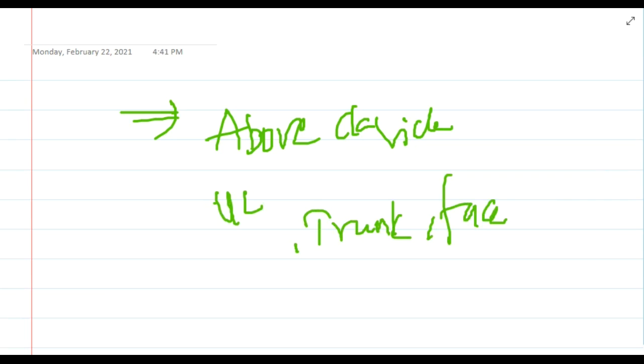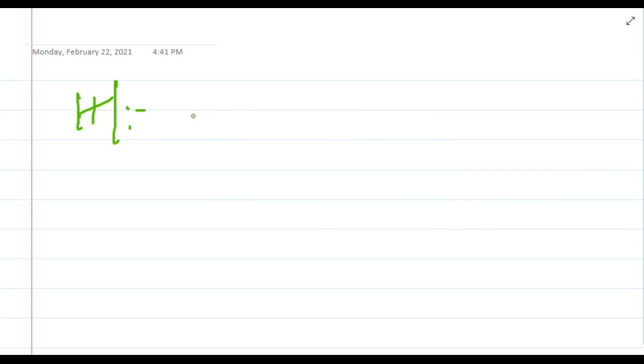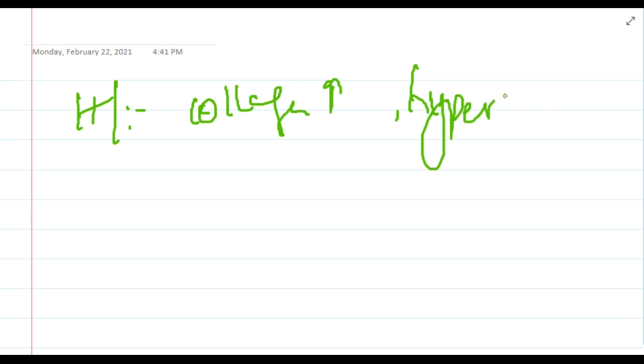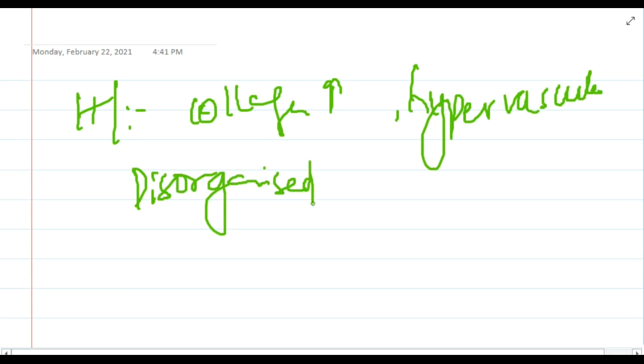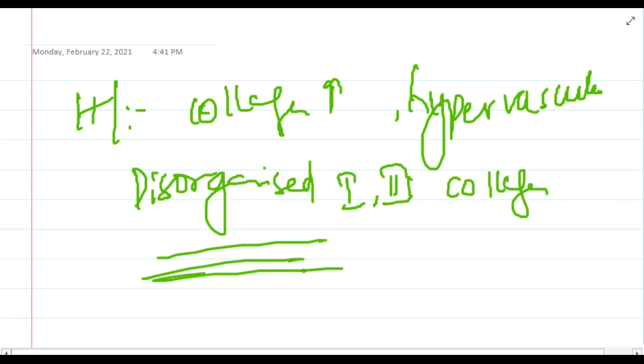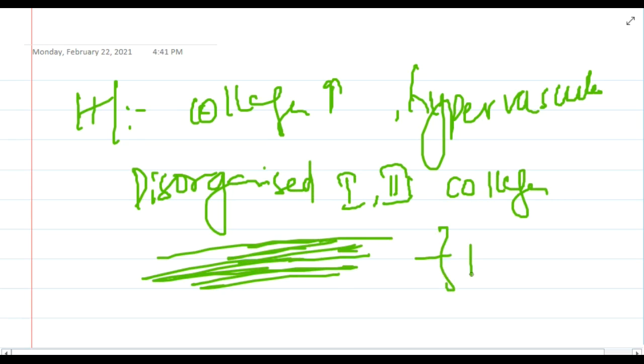If you see the histology, there is excessive collagen present, and hypervascularity is also seen. Here mainly disorganized collagen is seen, that is type 1 and type 3 collagen, which are disorganized, and large thick bundles of collagen are also seen here. So keloids rarely regress with time.